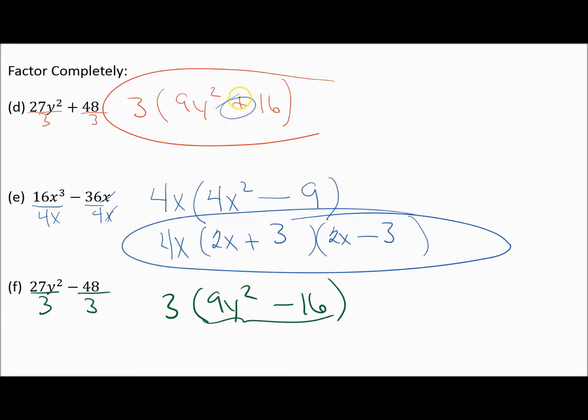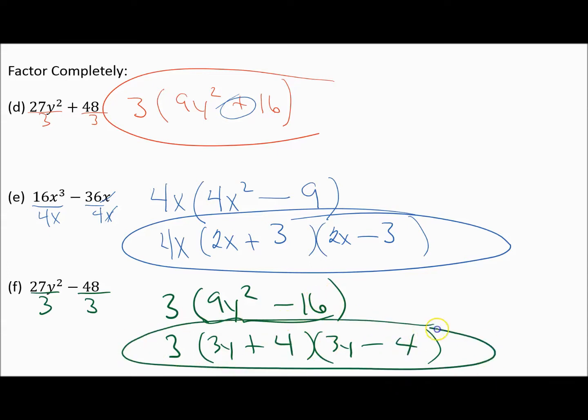Whereas when it was a sum, we couldn't go further. Here we can. The 3 remains out front. Whenever you have a difference of squares, you have factors with a subtraction and an addition. The square root of the first term, 9y squared, which is 3y, goes in the first position. The square root of 16, which is your second term, goes in the second position. And this is completely factored.